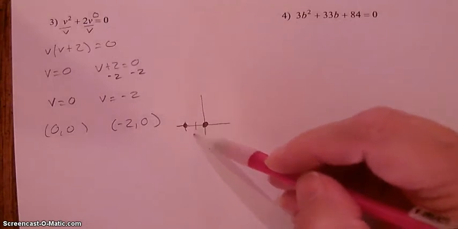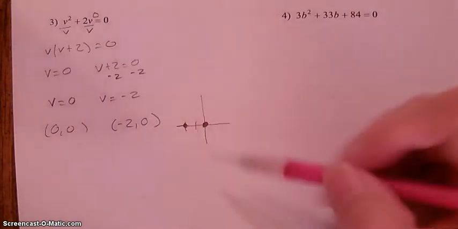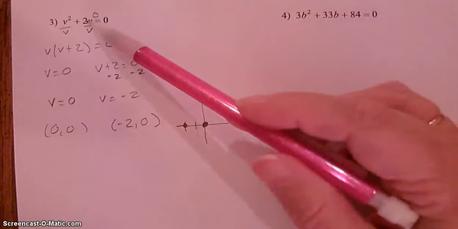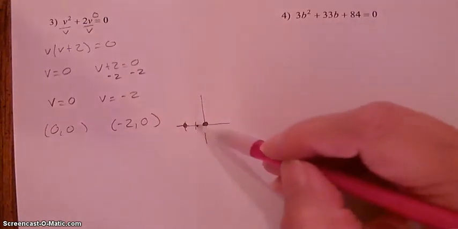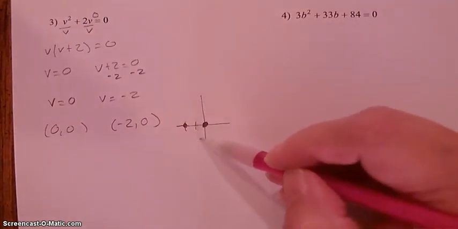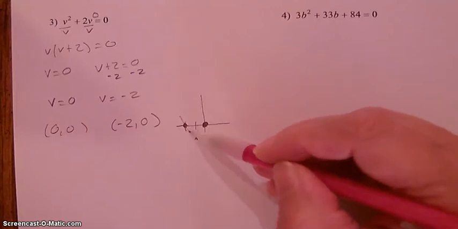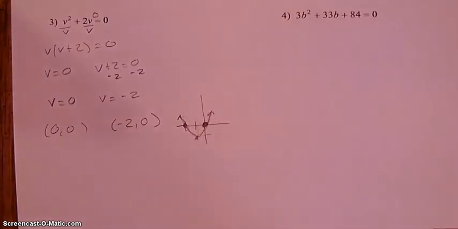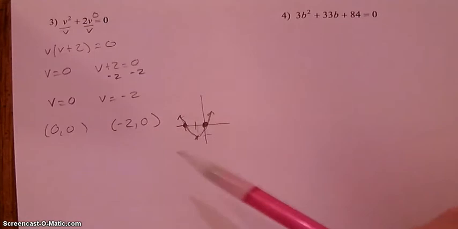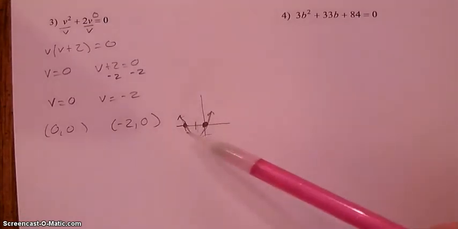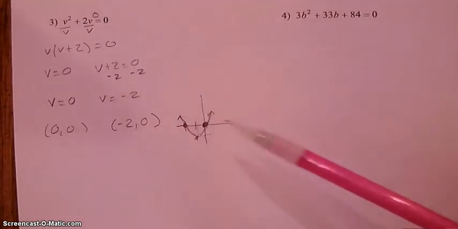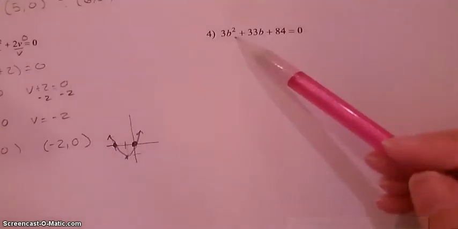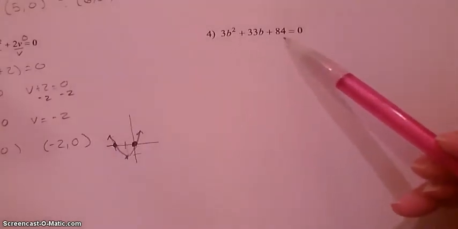And if you want to know your vertex, you do -b over 2a. Here that would be -2 over 2, which gives you -1. Put that back in and you get -1. So your graph is going to look like that. That's the goal of solving by factoring: we are looking for the x-intercepts without having a graph. Alright, our last example we're going to do here is 3b squared plus 33b plus 84.